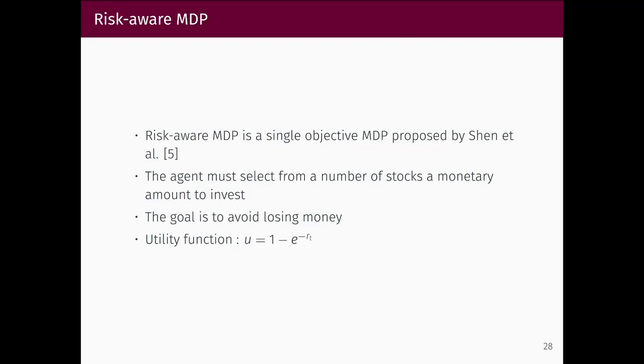So the risk-aware MDP is a single objective MDP proposed by Shen et al. The agent must choose from a number of stocks to invest a monetary amount. And the goal really is just to avoid losing money. Every time you invest, there's a certain chance of losing and there's a certain chance of winning. And the goal here is to maximize the following utility function.